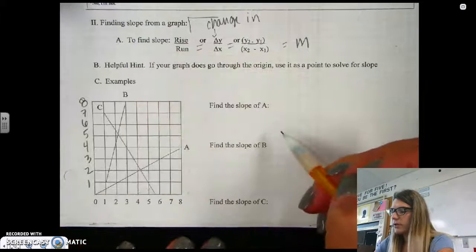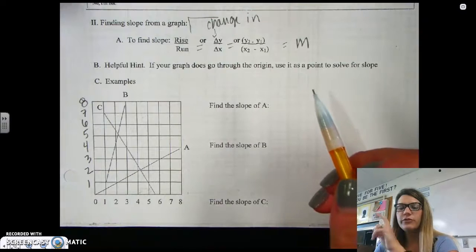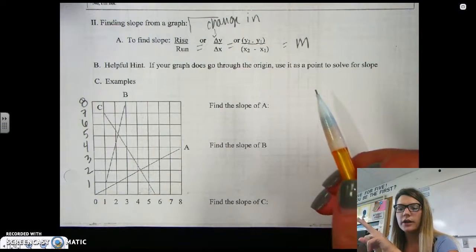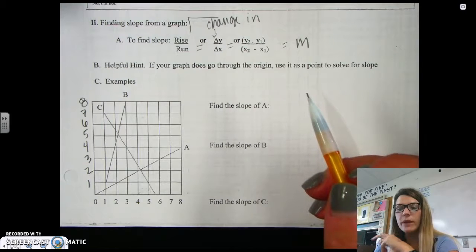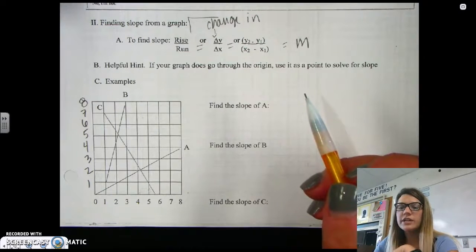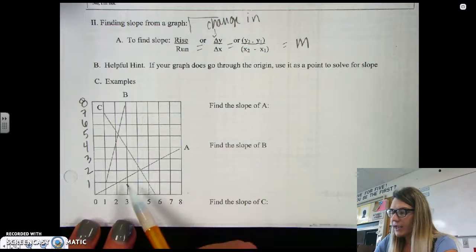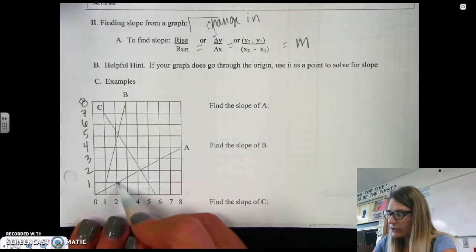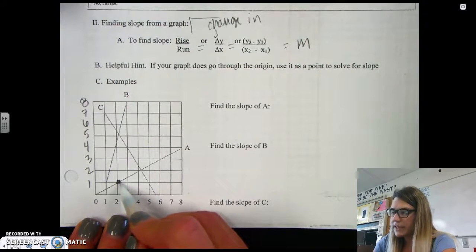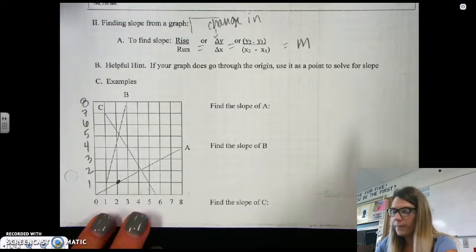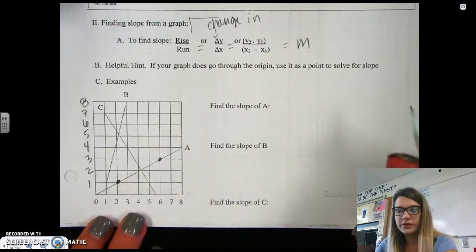Okay, so let's find the slope of A. Now, it's always important when you're trying to find the slope that you find two spots on the line that go through an origin. It's a lot easier to figure out what that point is if it's on an origin than if it's in the middle of an origin. So what do I mean by that? If I look at A here, this looks like it's going through this little line right here. So I'm going to take that to figure out slope. And I'm going to take this one right here because it's going through an origin to figure out slope.